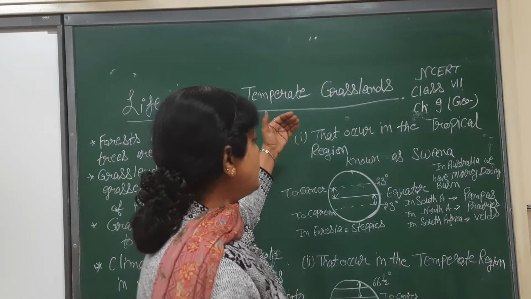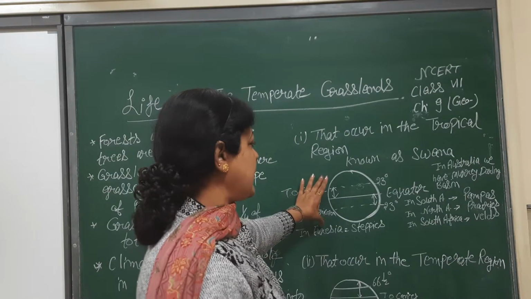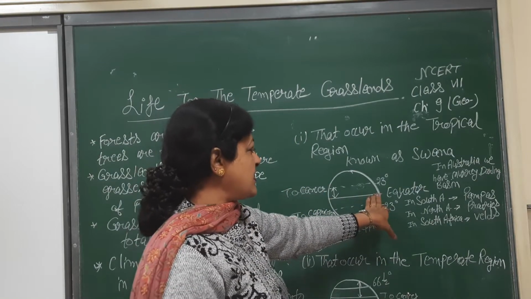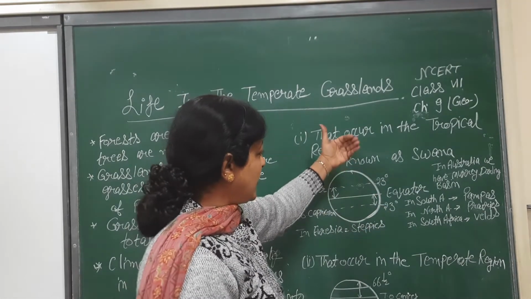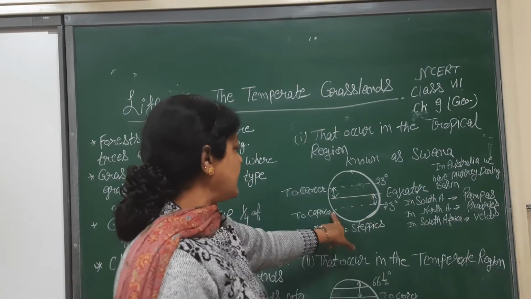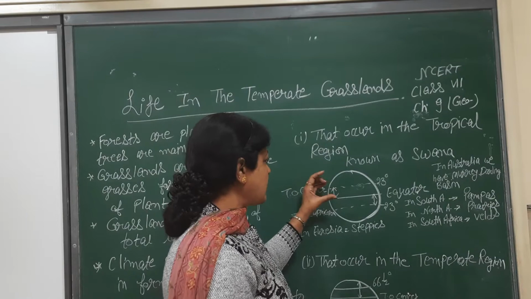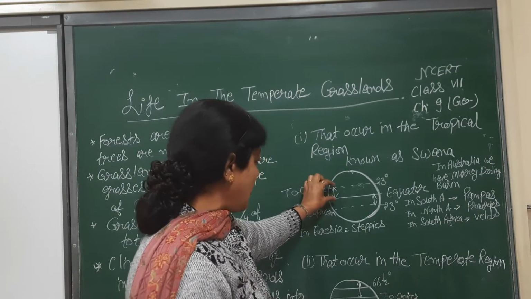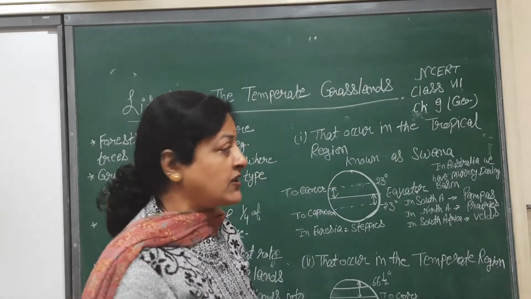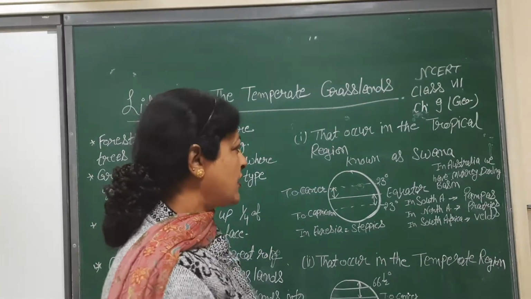Now, in the tropical region, we see the areas. This is the equator, this is the Tropic of Cancer, and this is the Tropic of Capricorn. The area from the equator between the Tropic of Cancer and the Tropic of Capricorn is known as the tropical region.